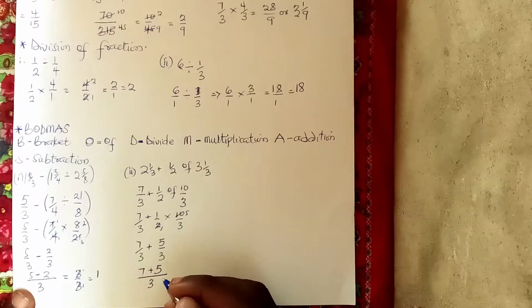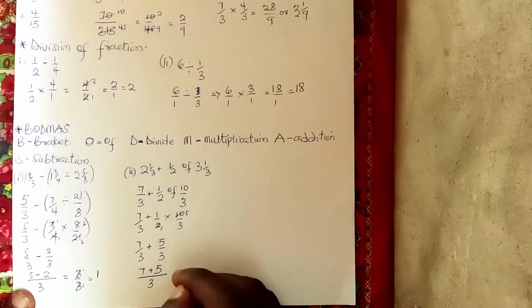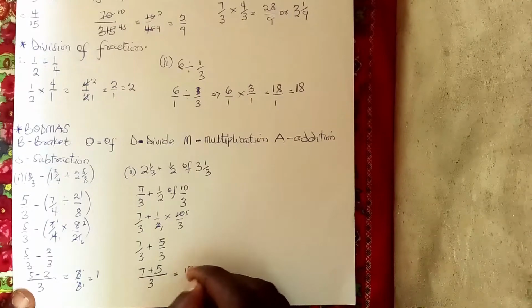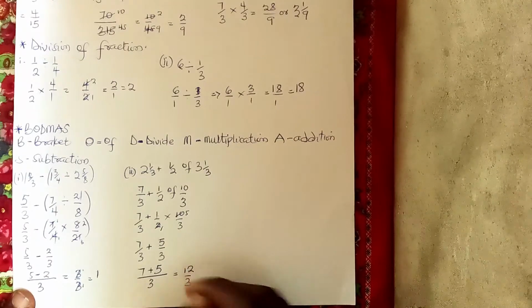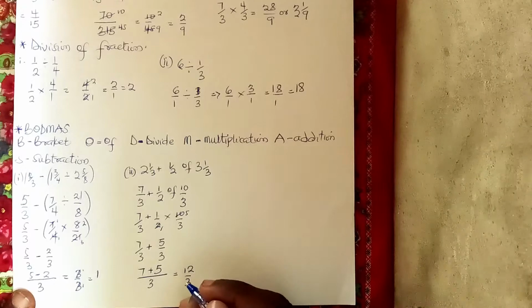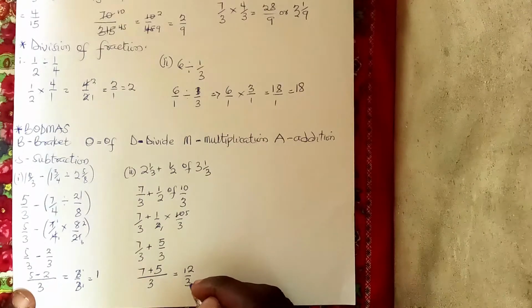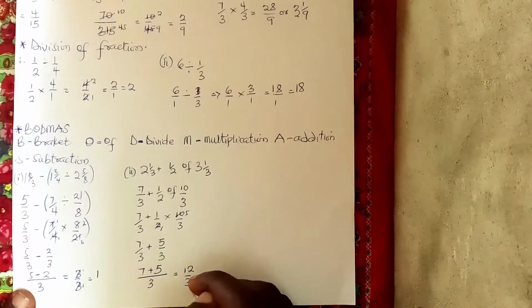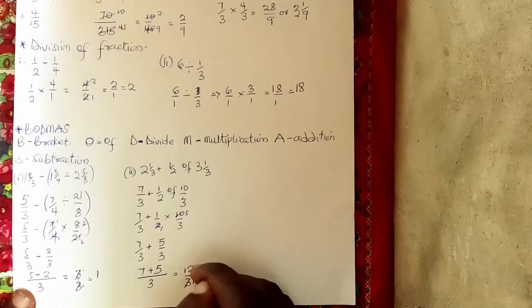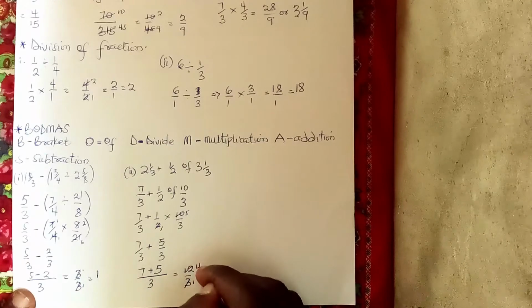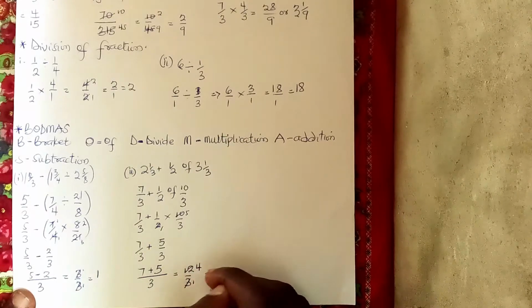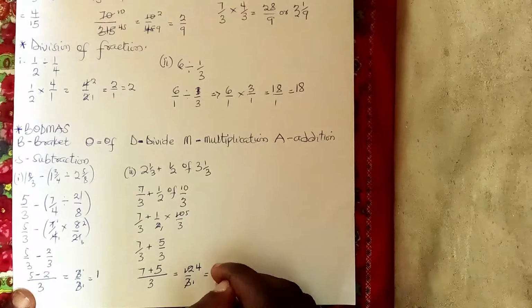5 plus 7 gives us 12. We have 12 on 3. We can change this into a simpler form, using 3 as a common factor, where 3 goes into itself 1 and goes into 12 4 times. Any number over 1 is the number, so our answer is 4.